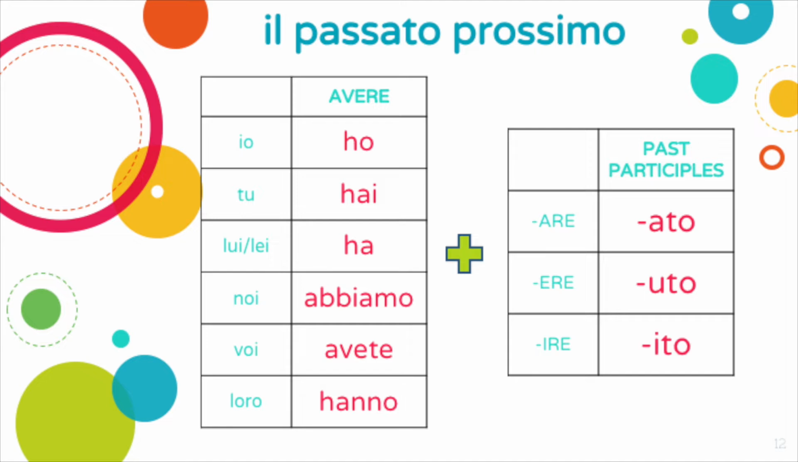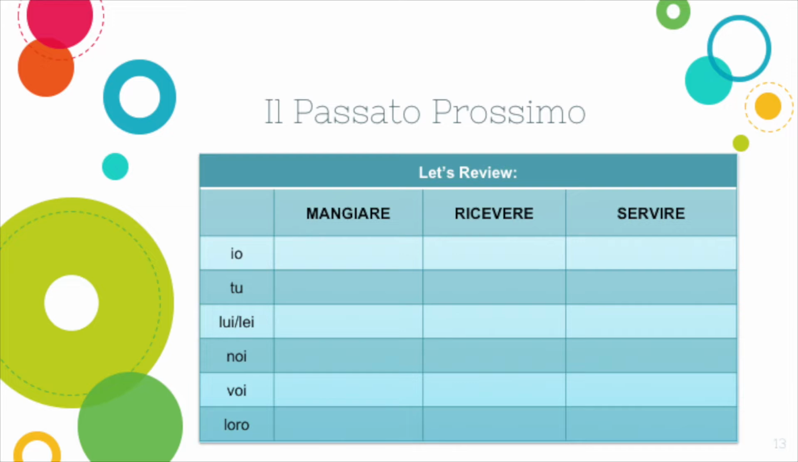So now let's take a look at this in actual practice. I have 3 verbs, mangiare, ricevere, and servire. Mangiare means to eat. If I wanted to say I ate or I have eaten, I need a form of avere. So let's take a look at io. What is the io form of avere? It's io ho. Now I'm going to drop the are ending and add ato. Ho mangiato means I have eaten or I ate.